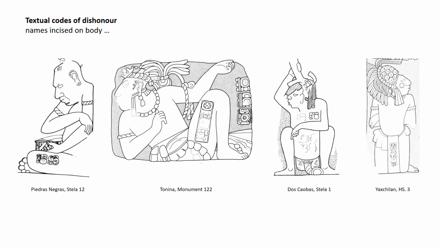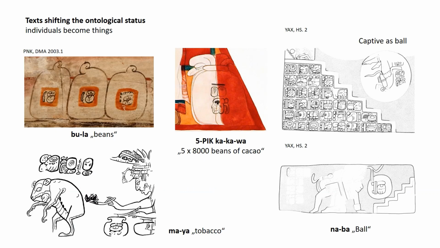What's the meaning behind this? I can only explain it this way. We got some inscriptions or paintings with objects and glosses. This says, for example, in this container here there are beans. In this sack here, there are 40,000 beans of cacao. Here, this is a ball. The captive is becoming a ball in a ball game. There's a so-called name tag of this ball, and here you got a pot saying Maya.